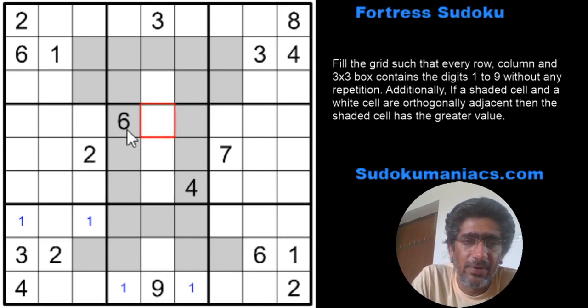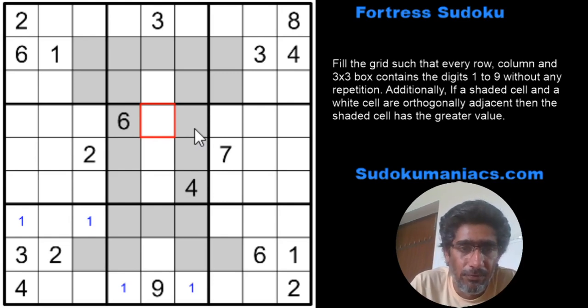Now again, when I look at the central box, there are 3 cells which are white, and all the gray cells have at least 2 white cells adjacent. What that means is the minimum number that can be in the gray cell has to be a 3, so that the worst case scenario possibility would be 1 and 2 on either side of it.